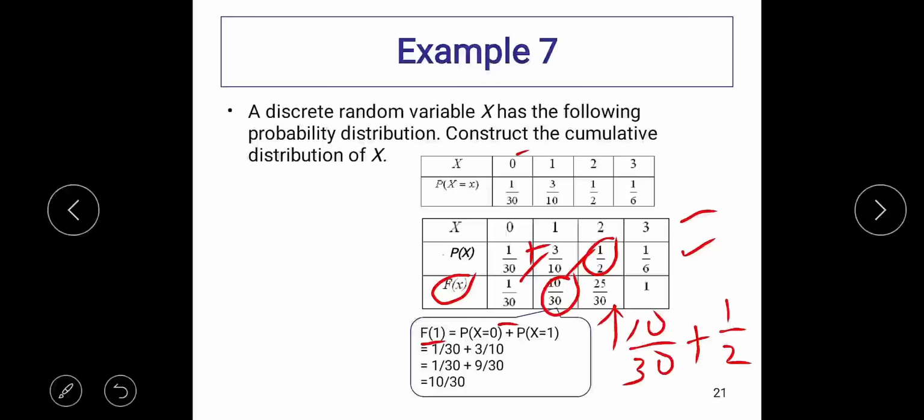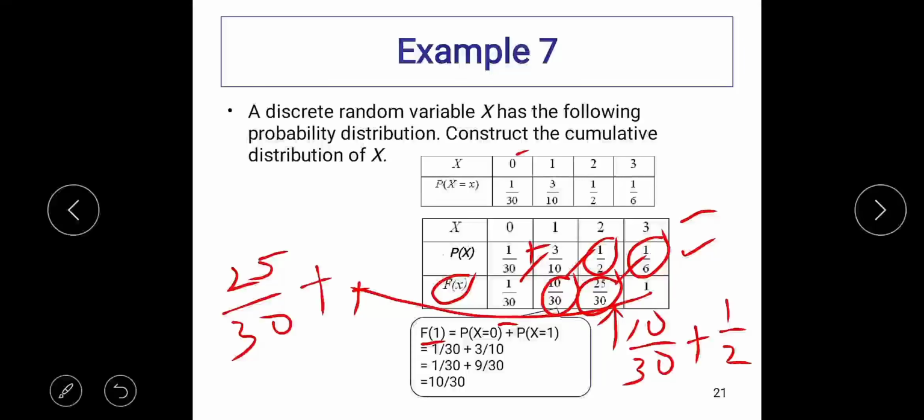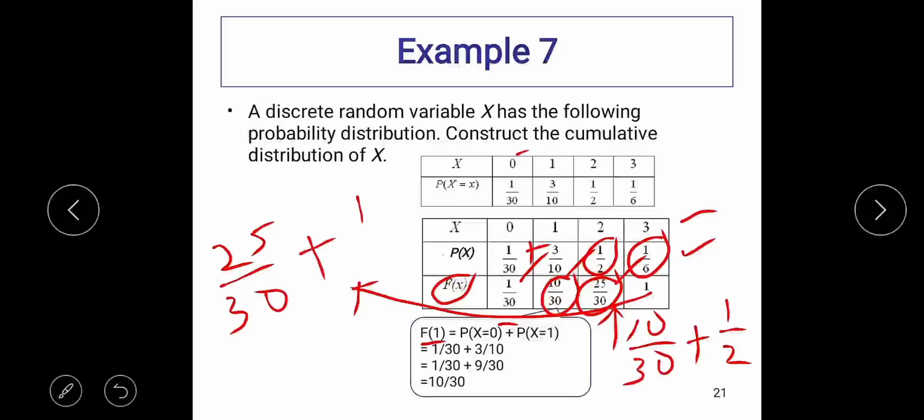And finally, for when your x is 3, you take this value and then you take this value and then you add again. So in this case here, it's your 25 over 30 plus 1 over 6. Okay, 25 over 30 plus 1 over 6. So you get exactly 1.